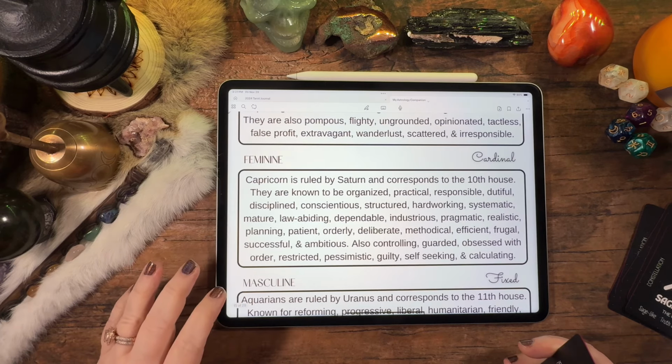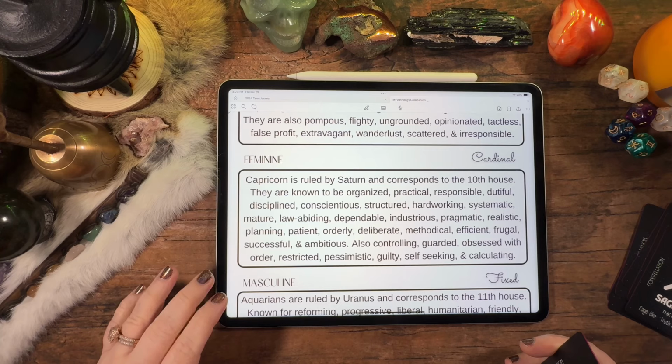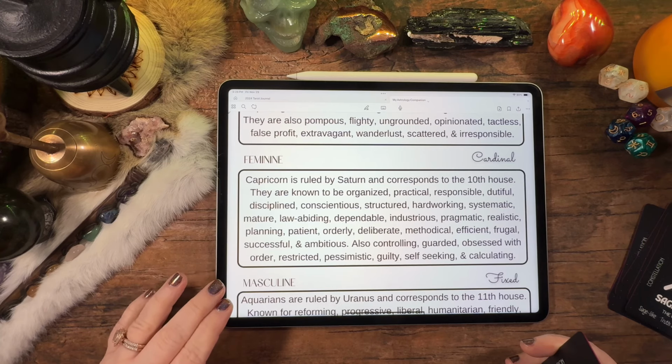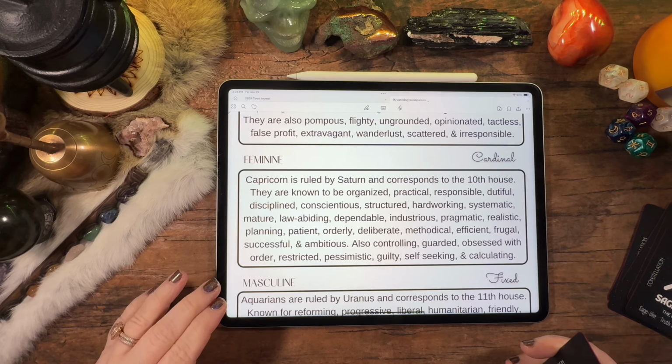They are known to be organized, practical, responsible, dutiful, disciplined, conscientious, structured, hardworking, systematic, mature, law-abiding, dependable, industrious, pragmatic, realistic, planning, patient, orderly, deliberate, methodical, efficient, frugal, successful, and ambitious. Also controlling, guarded, obsessed with order, restricted, pessimistic, guilty, self-seeking, and calculating.